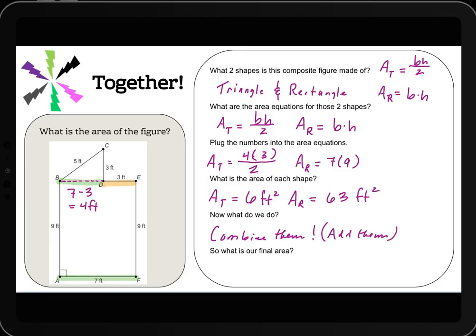We need to add them because that's the important bit there. So the area total is going to equal the area of the triangle plus the area of the rectangle. So that's going to be 6 plus 63, which makes 69 square feet. So that's going to end up being the total area of the composite figure that we have. That probably is one of the easiest ways to solve that problem.